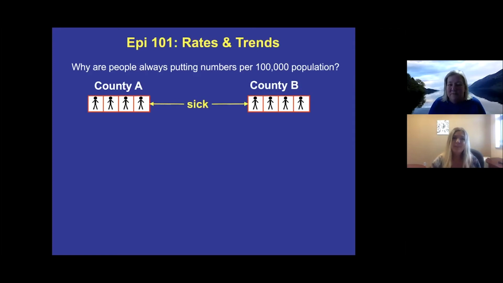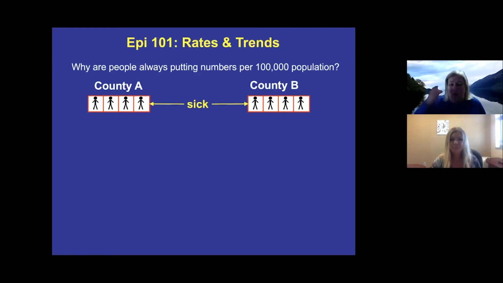I'm here with Bonny Specker, epidemiologist from South Dakota State University, who is going to give us an update today on what has been happening with COVID-19 in our region, in the state, across the United States, and in the world. And before that, she's going to talk to us about Epidemiology 101, rates and trends. Bonny, what are rates and trends, and what has been happening?